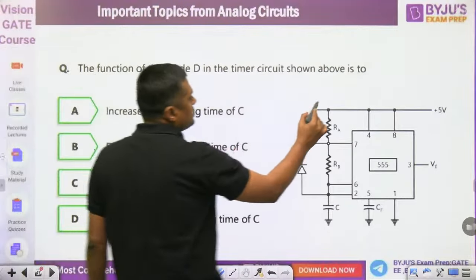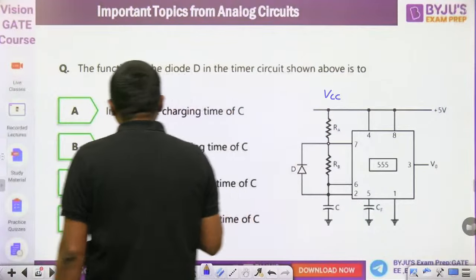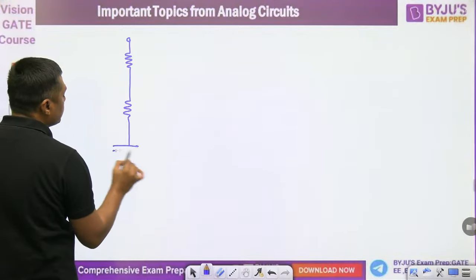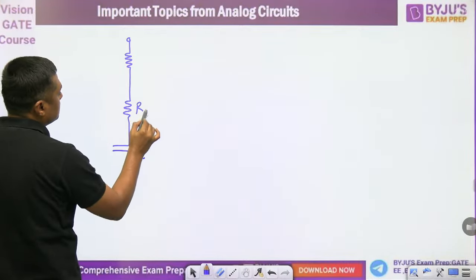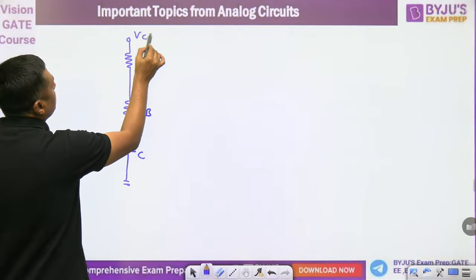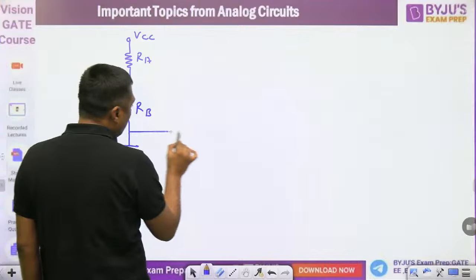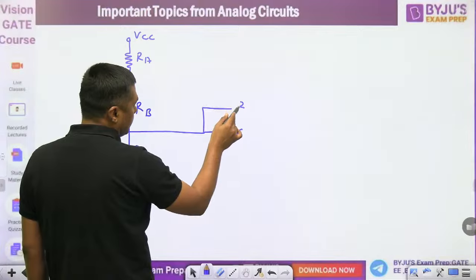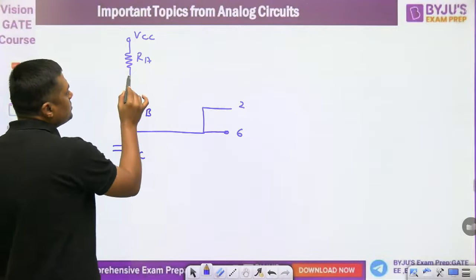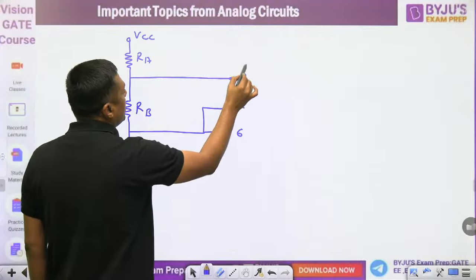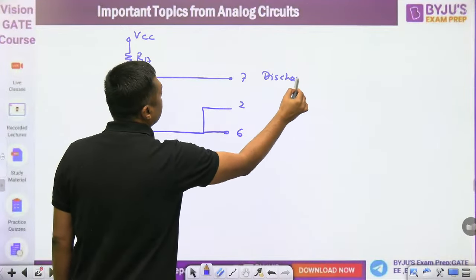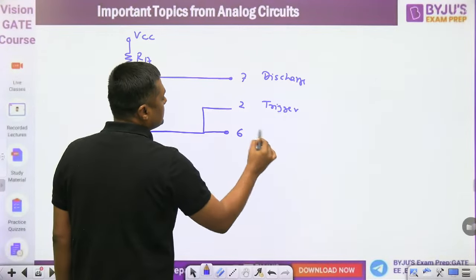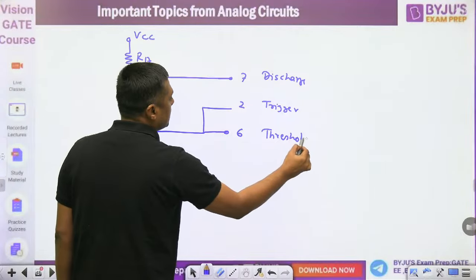Watch this diagram. This is the VCC, and that is connected here: RA, RB and C. Now the capacitor voltage is connected to two points, pin number 2 and pin number 6. That is called the trigger pin, and that is called the threshold pin. Pin number 7 is called the discharge pin. The capacitor will discharge through this. Pin 2 is called trigger and pin 6 is called threshold pin of the 555 timer.